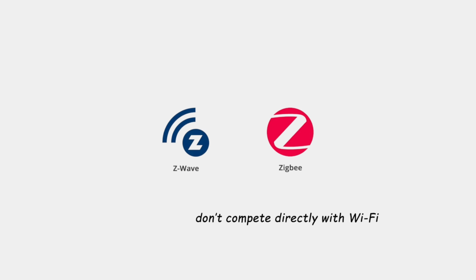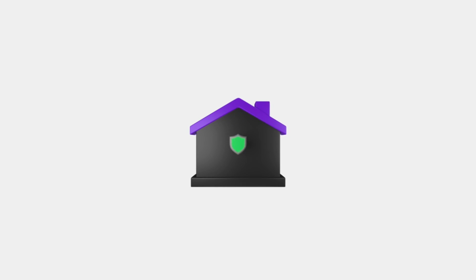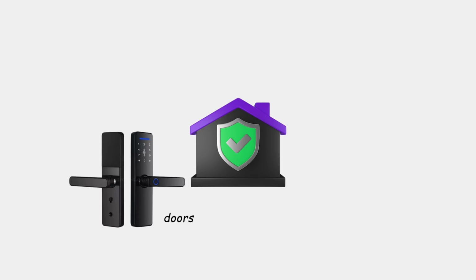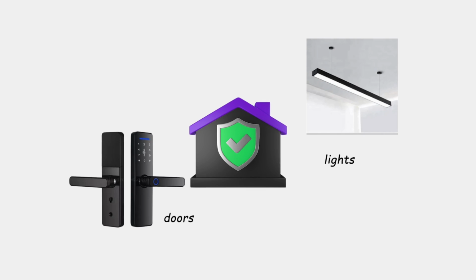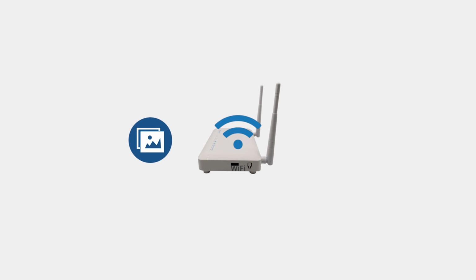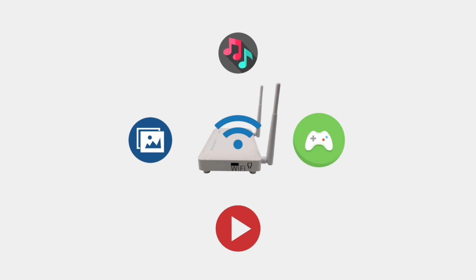Z-Wave and Zigbee don't compete directly with Wi-Fi. Instead, they complement it by handling background tasks like monitoring doors, adjusting lights, or triggering alarms, while Wi-Fi deals with video streaming and internet browsing.